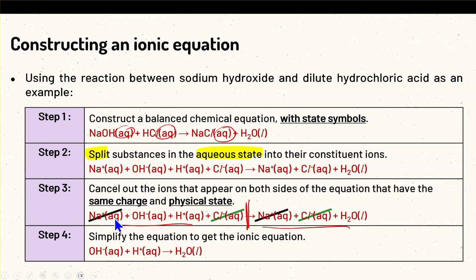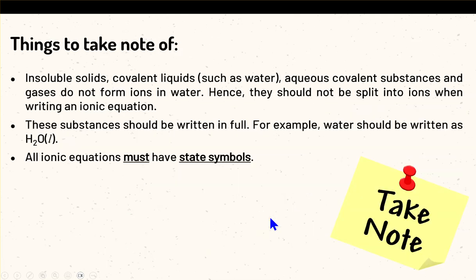Now, those ions we cancel out, for example sodium: before the reaction it is sodium ion, after the reaction it is still sodium ion. In other words, these are the so-called spectator ions. They do not take part in the reaction. They are not involved in chemical change. They remain the same ions.